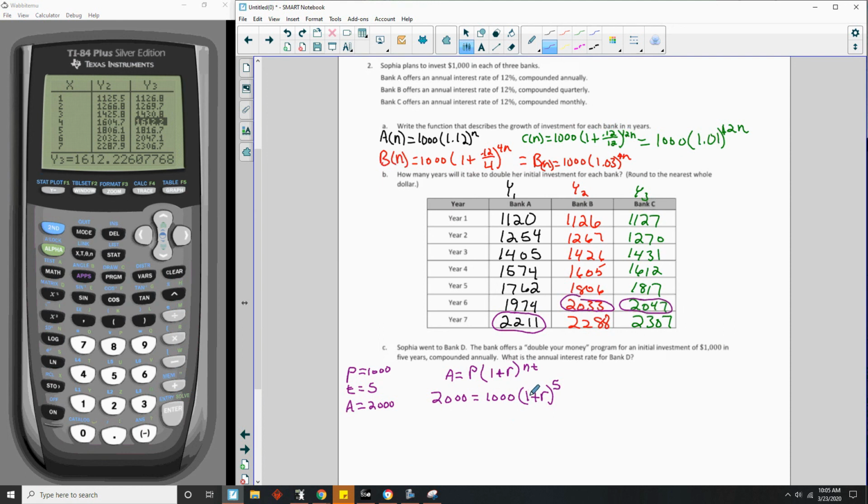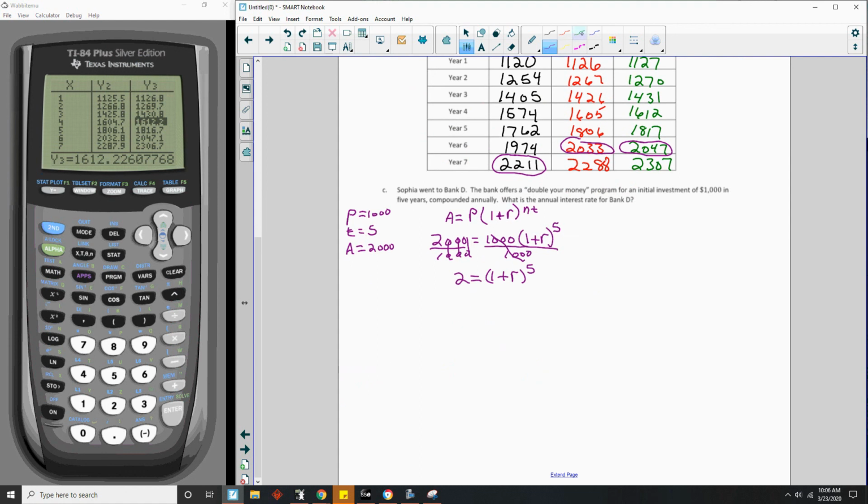2,000 equals 1,000 times 1 plus R to the 5th power. In order to get R by itself, I need to get rid of that 1,000 by dividing by 1,000 on both sides. Divide 2,000 by 1,000 and you get 2. Divide 1,000 by 1,000 and you get 1, and you get 1 plus R to the 5th power.